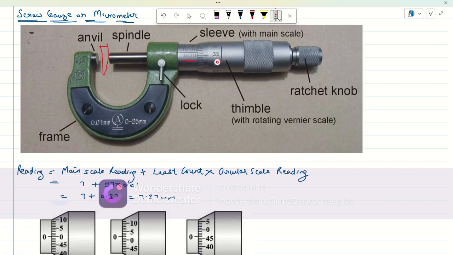Then you have to check on the circular scale which reading is coinciding. So this is 35, 36. You can see this 37th line is coinciding with this line. So that is your circular scale reading, 37. And the least count of this is 0.01 mm. It is mentioned here only. Total reading will be 7 plus 0.37, that is 7.37 mm.